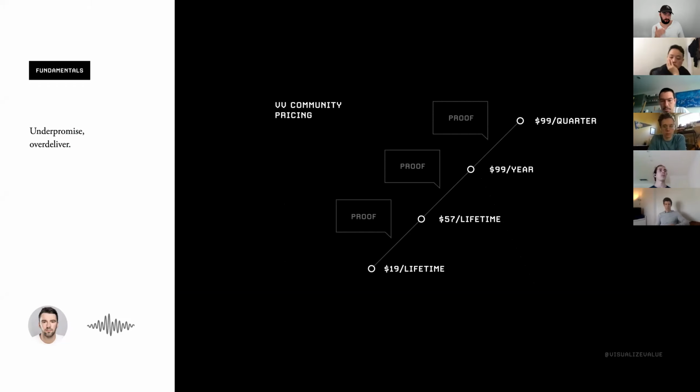drastically undercharging for something in order to get people in the door and create advocates. So this is the sequence in which we grew the Visualized Value community. We actually began with the Daily Manifesto as a PDF that was $20, and that would include access to a community. So originally we had built, I think, a couple hundred.